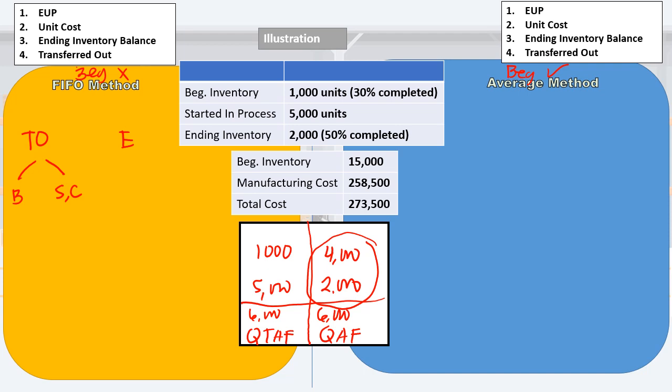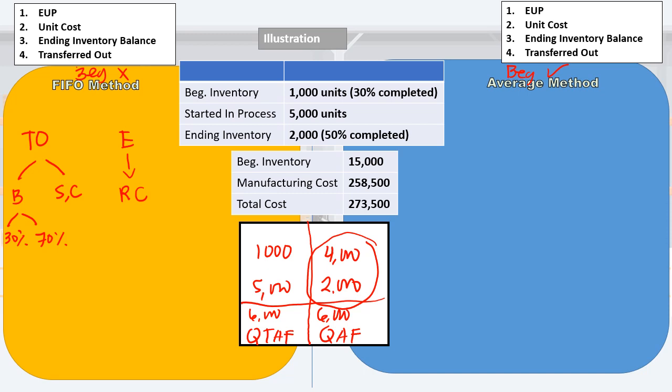Okay? So, yung beginning, meron po tayong dalawang composition dyan. Yung isa, yung natapos ng prior period, tapos yung isa natapos in this period. So, sa case natin, ito po yung 30%. Tapos, yung natapos naman during the period, ito po yung 70%. Okay? So, yan po yung magiging guide natin. Tapos, yung ending inventory, imumultiply lang natin yan sa rate of completion.